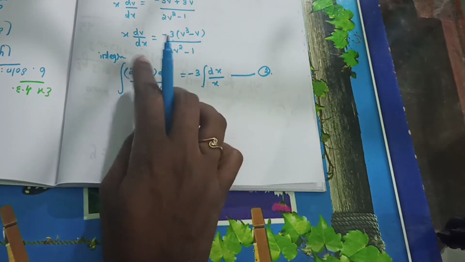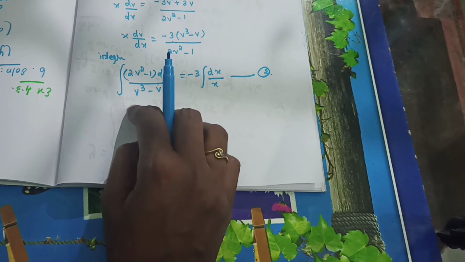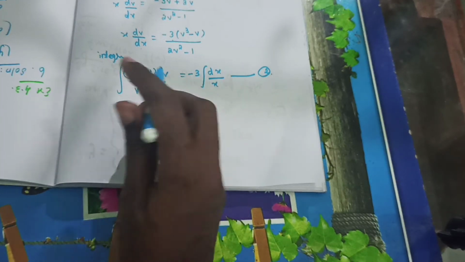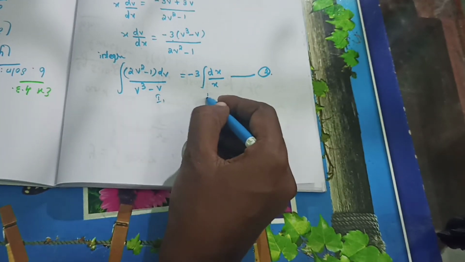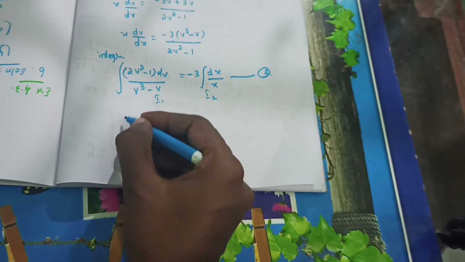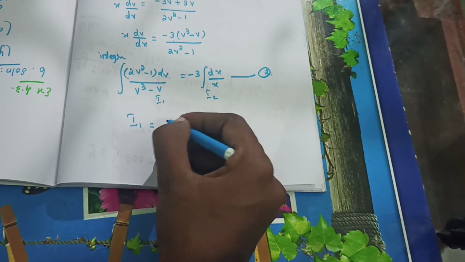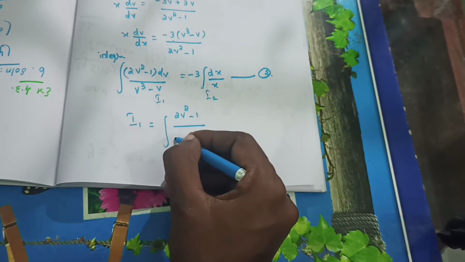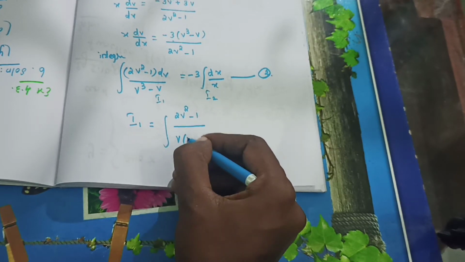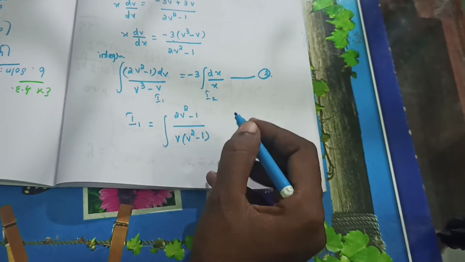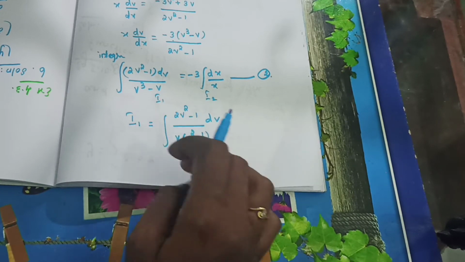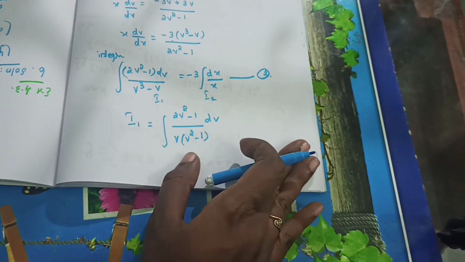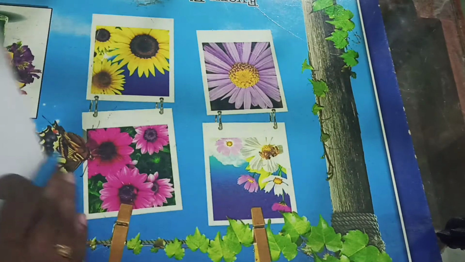This one we can't integrate directly. So we are going to consider this as I1 and I2 and use partial fractions. Let us consider I1 first. What is I1? Integration of (2v square minus 1) divided by v (v square minus 1) into dv. So we are going to split it as partial fractions.